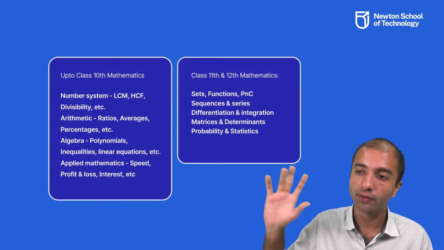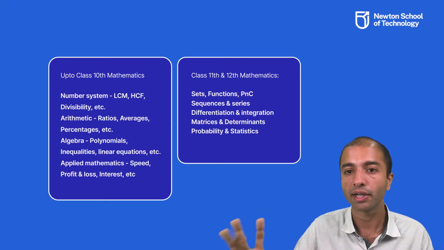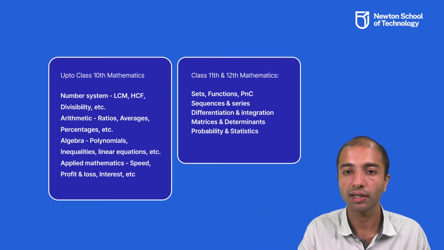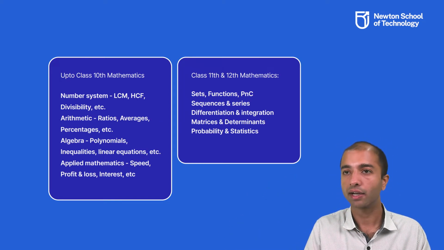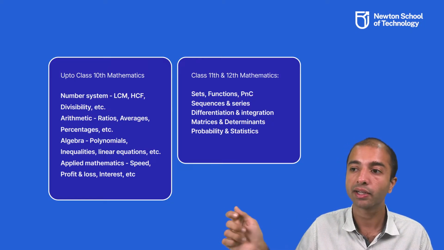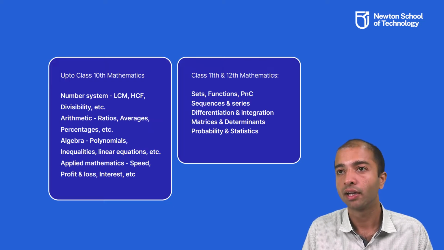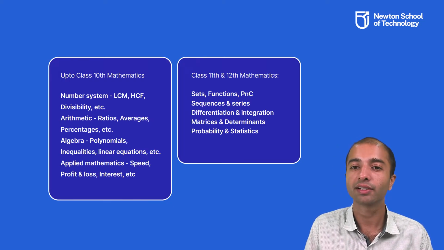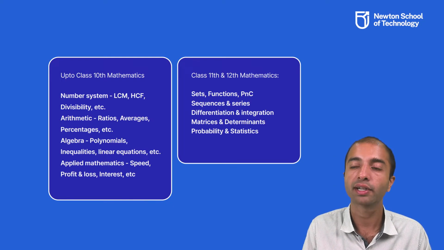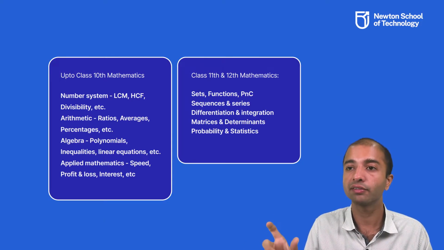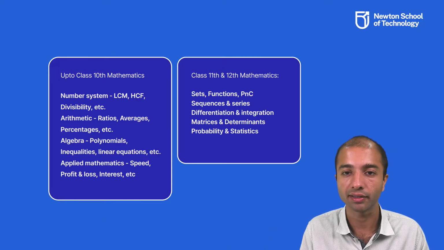Of course, a lot of concepts in the B.Tech program build on the basic calculus that you learned in class 11th and 12th. And matrices and determinants are also very critical for the B.Tech program. And probability and statistics, I cannot emphasize enough the importance of probability and statistics specifically in the field of artificial intelligence and data science. So that is why it is also crucial here.